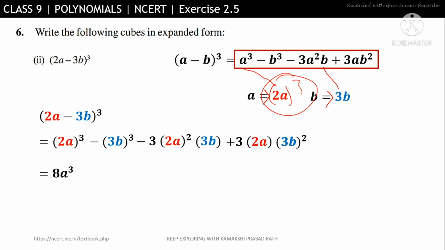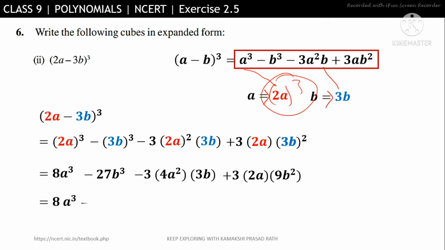Next, 3 cubed, that is 27b cube, minus 3 into 2a whole squared. 2a whole squared is 4a squared, and last, 3b whole squared is 9b squared. So first, the power functions we have solved. Now we'll simplify the round brackets by simply multiplying them. So 8a cube minus 27b cube.